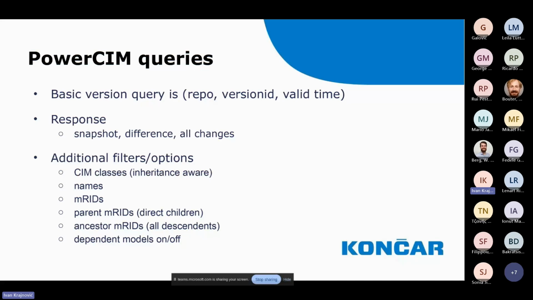And you have some additional filters. Also, you can filter by SIM class, by name, by IDs, or by hierarchy. So parent, give me all the switches beneath this, in this substation or whatever. And dependent models, you can pull in dependent data or not pull in dependent data for export.